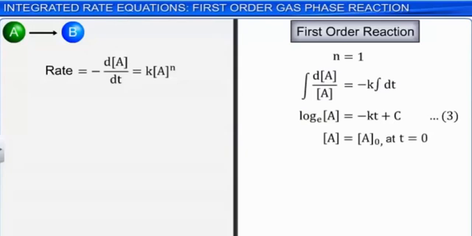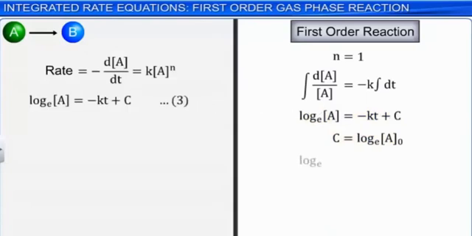Substituting the value of A0 at time t equal to 0 in equation 3, we get C is equal to log concentration of A0 to the base e. Substituting this value of C in equation 3, we get log concentration of A to the base e is equal to minus K multiplied by t plus log concentration of A0 to the base e. Let this be equation 4.